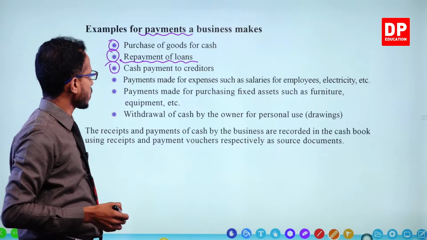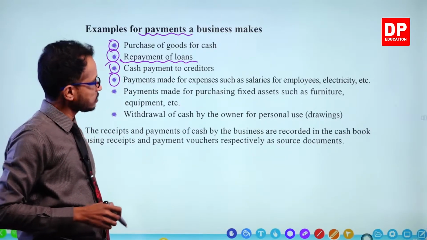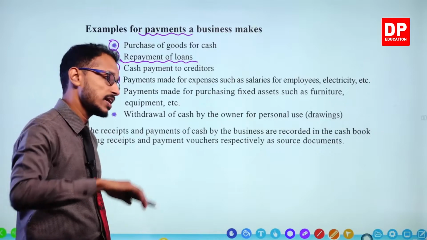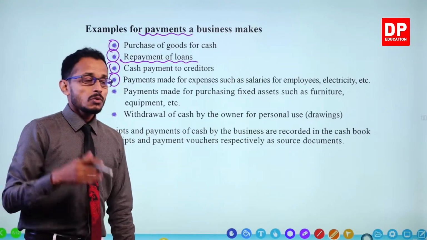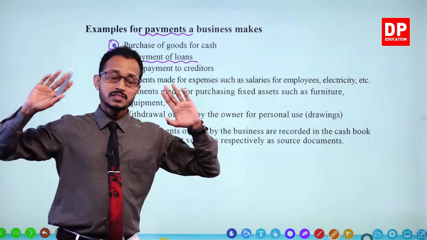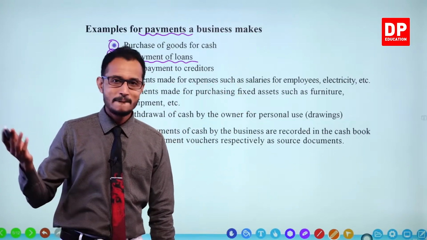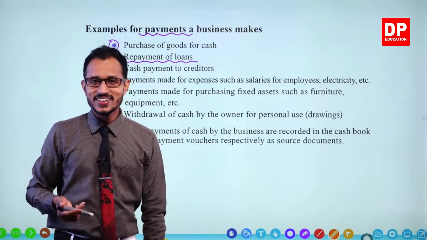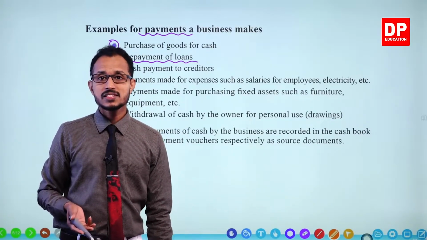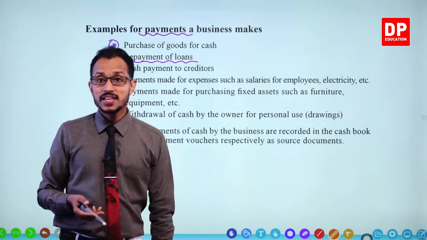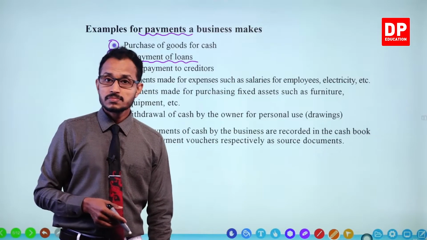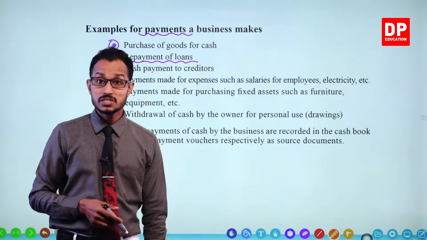Then we have cash payment to creditors, payments made for expenses such as salaries and electricity bills and water bills and telephone bills and all the utility bills. What expenses do we have these days? So many expenses we have these days. Even for a business, it's the same. Just like there are so many expenses at home, there are so many expenses in the business too.